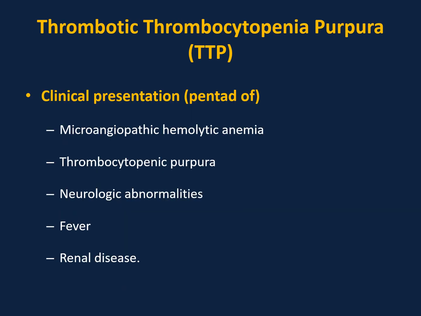thrombocytopenia. Clinical presentation of TTP is the pentad, 5 things. You will see microangiopathic hemolytic anemia with schistocytes in the peripheral smear, low platelet thrombocytopenic purpura, neurologic abnormalities, fever, and renal disease.